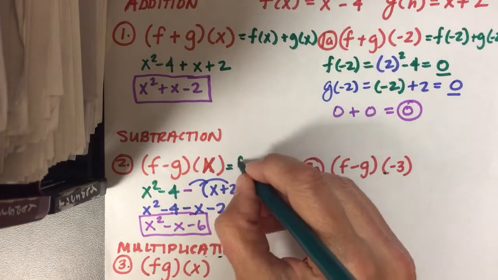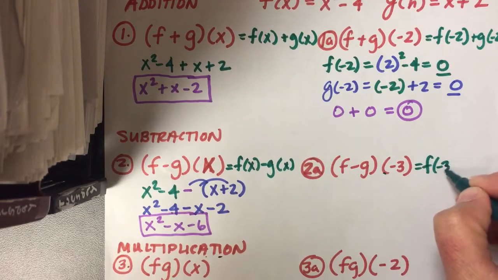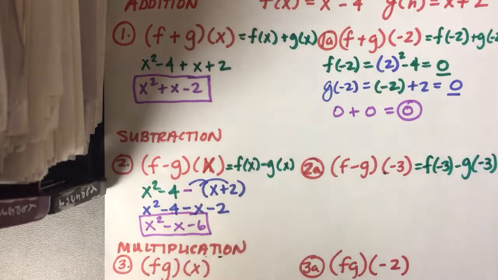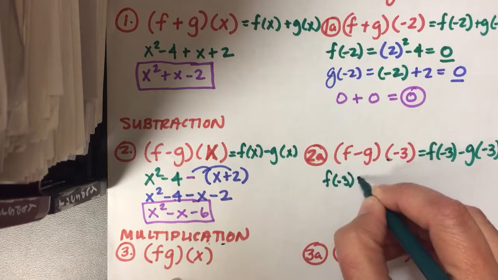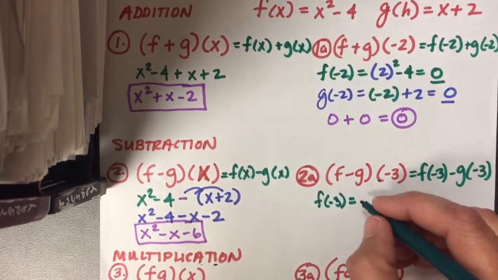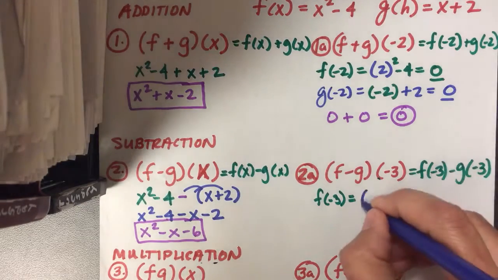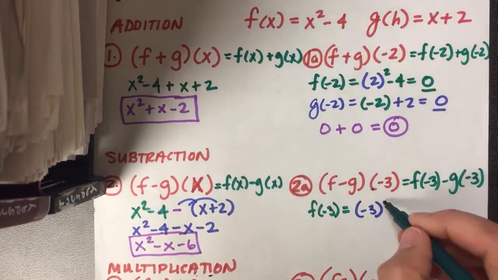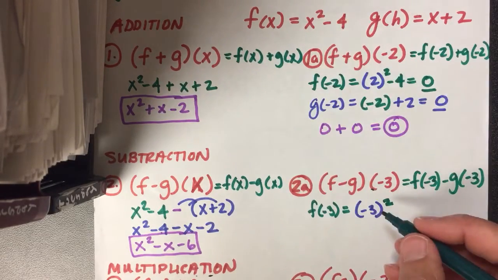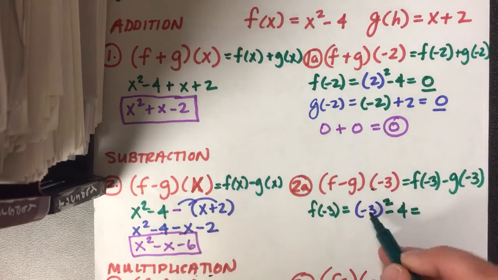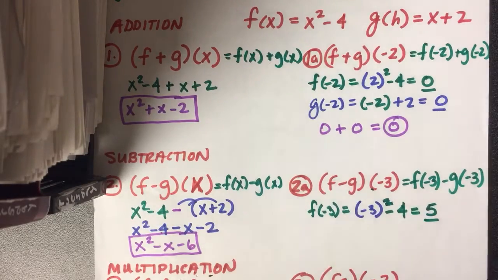Okay? So let's look at this example, f minus g of negative 3. And again, just so you know, this means f of x minus g of x. And this one equals f of negative 3 minus g of negative 3. So let's solve each one of them individually. Let's do f of negative 3 first. So f of x is x squared minus 4. So I'm going to plug in my value, negative 3, for x squared, input, minus 4. And negative 3 squared gives me positive 9. 9 minus 4 is 5. So f of negative 3 is 5.